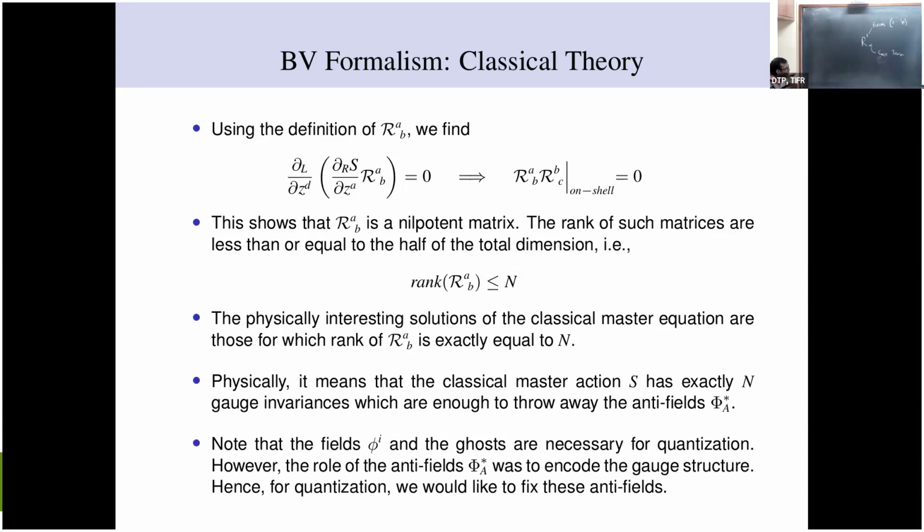Okay, so why do we want to throw away phi star? For quantization, this phi star we have just introduced for encoding the gauge structure of the theory. But for quantization, what you need is the field phi^I and then the ghost, ghost for ghost and so on. Those are needed for quantization, but the role of the antifield was to encode the gauge structure. So when you want to quantize the theory, you would like to gauge fix these fields phi star A. And the interesting solutions of this classical master equation are precisely those which can get rid of this phi star.